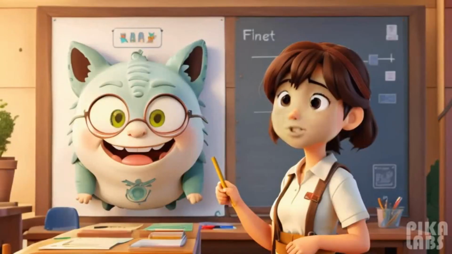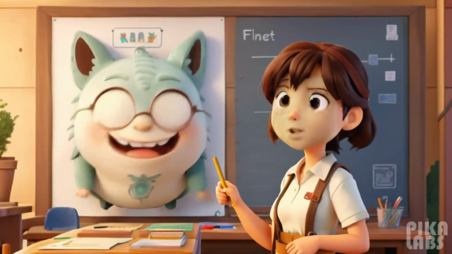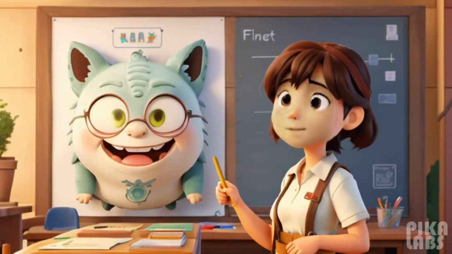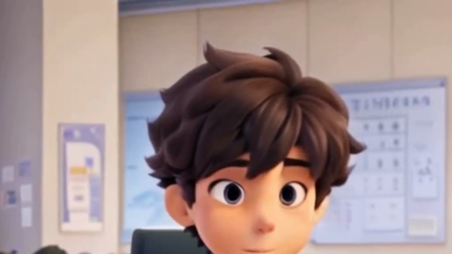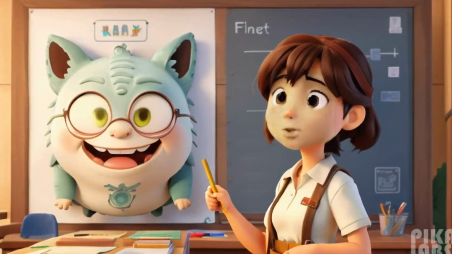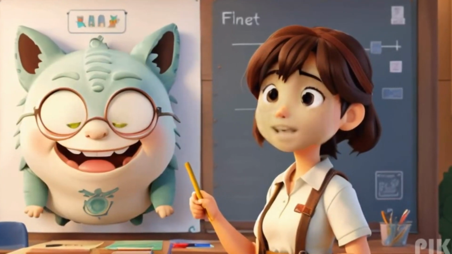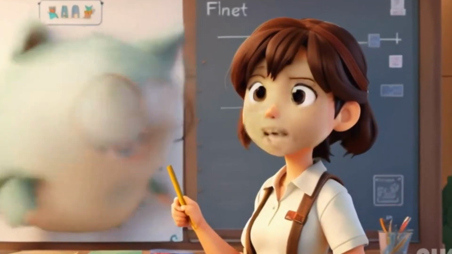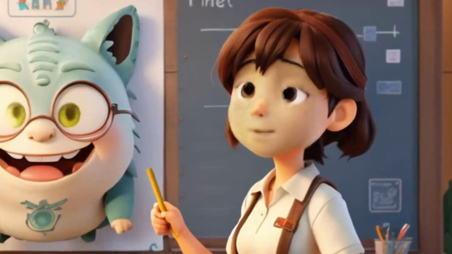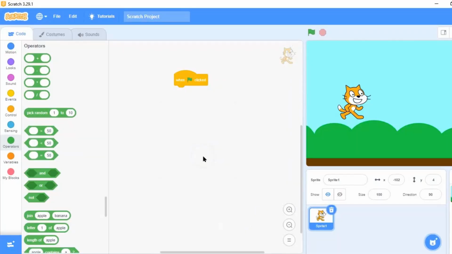Cool, right? Now let's talk about the join block. Who can guess what we might use it for? Is it for combining different pieces of information? Excellent, James. The join block is like a digital glue. It helps us combine different pieces of text or data. Let me show you. With the join block, we can take words or numbers and put them together. For example, we can combine the words hello and world to make hello world.